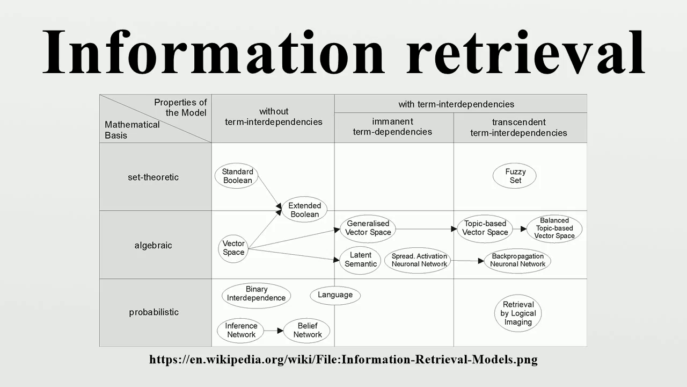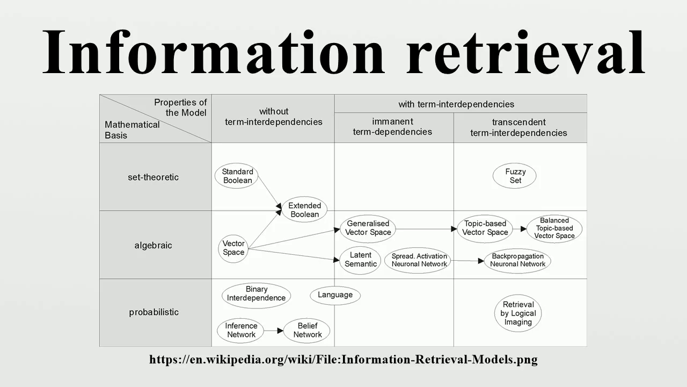Divergence from randomness model, latent Dirichlet allocation. Feature-based retrieval models view documents as vectors of values of feature functions and seek the best way to combine these features into a single relevance score, typically by learning to rank methods. Feature functions are arbitrary functions of document and query, and as such can easily incorporate almost any other retrieval model as just another feature.